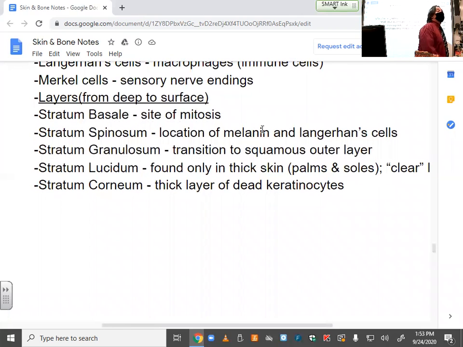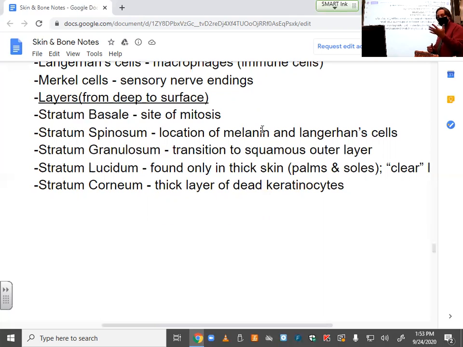Then the next layer is only found on two parts of your body. Palms of your hand, four parts, depending on how you count. The palms of your hands and the soles of your feet. You have the stratum lucidum. The root word there is lucid. Lucid means clear. It's the opposite of opaque. Opaque you can't see through, lucid you can see through. So it's that clear layer on your hands and feet that gives thickness to the skin and provides an extra layer of toughness and hardness to your skin.